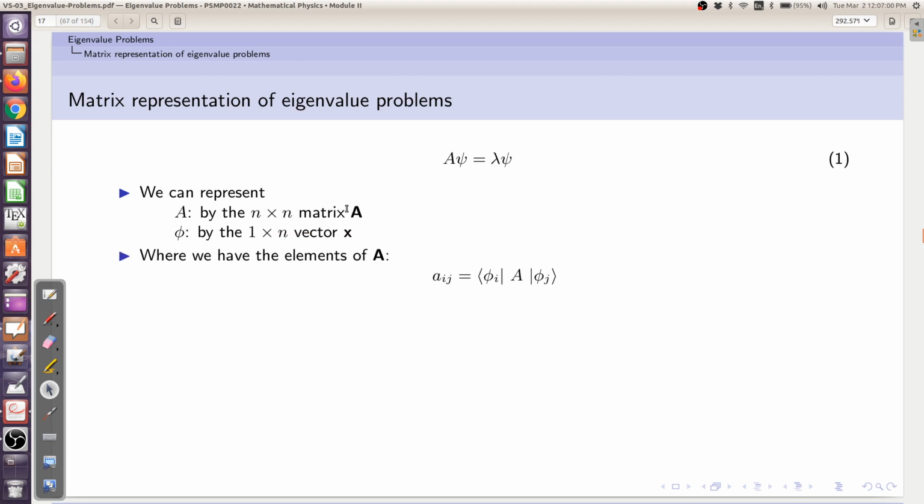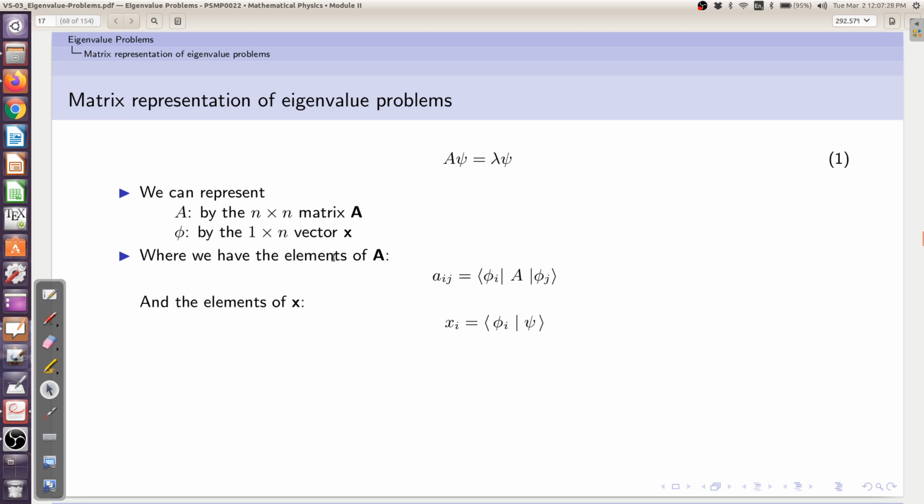Then what are the elements of this A? We can find the elements of this A in this way, using this scalar product. That means you take the scalar product of one of these psi, which is from the basis, and applying this A on another psi and taking the scalar product. So that is going to give us the elements of this matrix A.